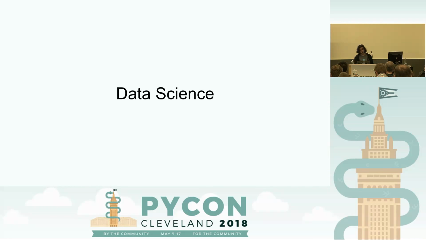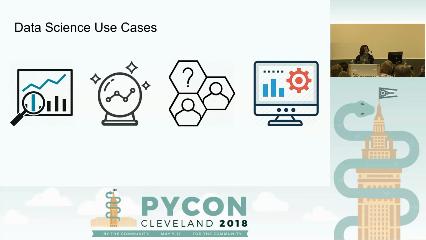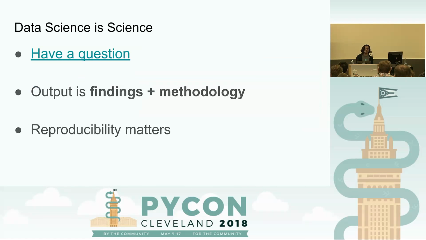So let's get started. So what is data science? Data science is about extracting value from data. It's about turning your data into actionable insights. And this can mean many different things. We can visually explore our data. We can build predictive models. We can classify observations into groups based on similar characteristics. Or we can build data-driven applications.